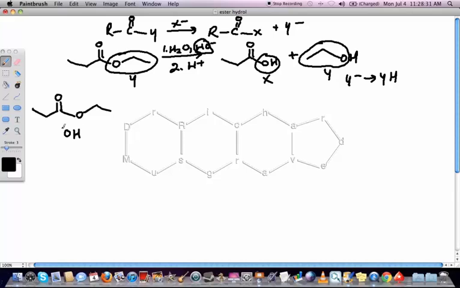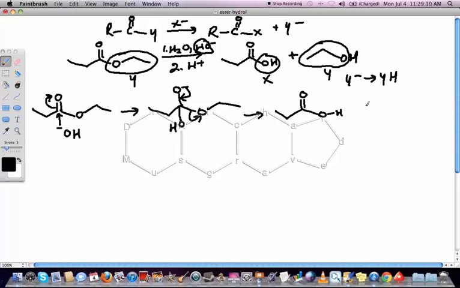So the OH negative will come in, and remember that it's always the charged species that will attack if you've got a choice of two, because it's always the least stable of the two. Okay, electrons jump up on the oxygen. The negative charge comes down, kicks out the leaving group, and we end up getting the O negative here as well.